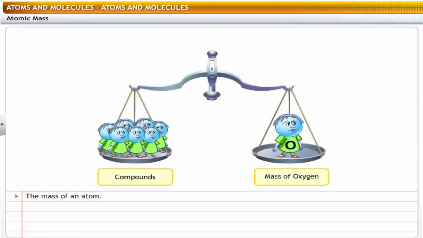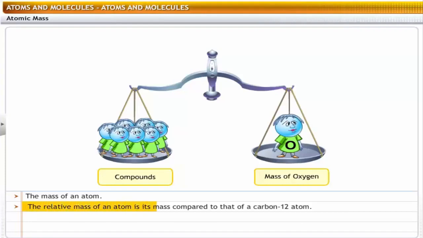Scientists initially took the mass of oxygen as standard mass, since oxygen formed a large number of compounds. In 1961, carbon-12 isotope was chosen as the standard reference for measuring atomic masses. The relative atomic masses of all elements have been found with respect to an atom of carbon-12.